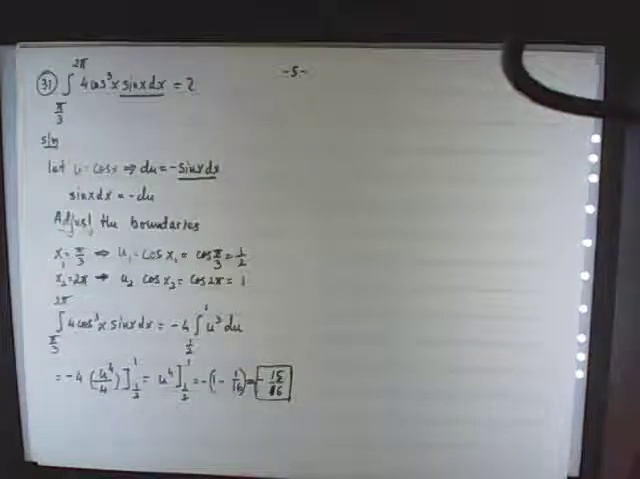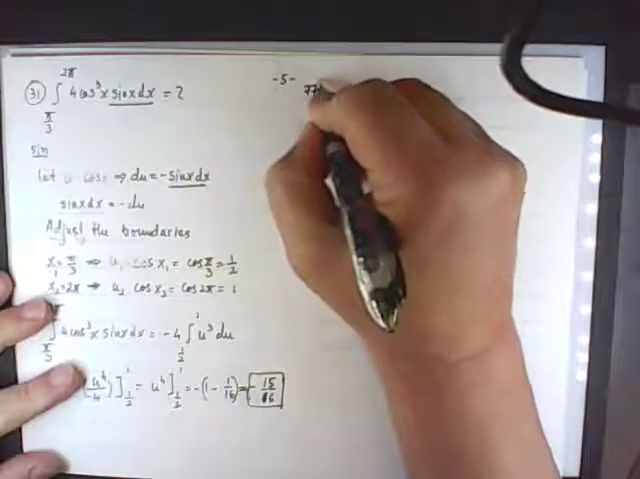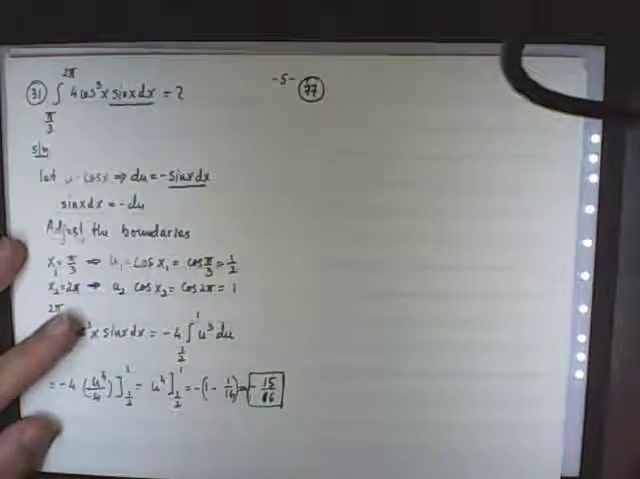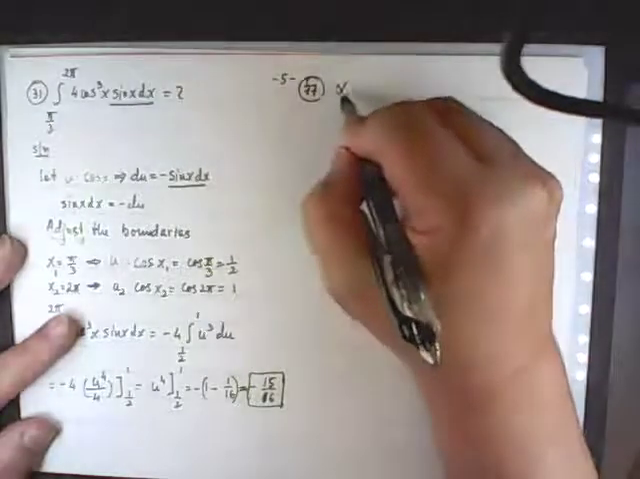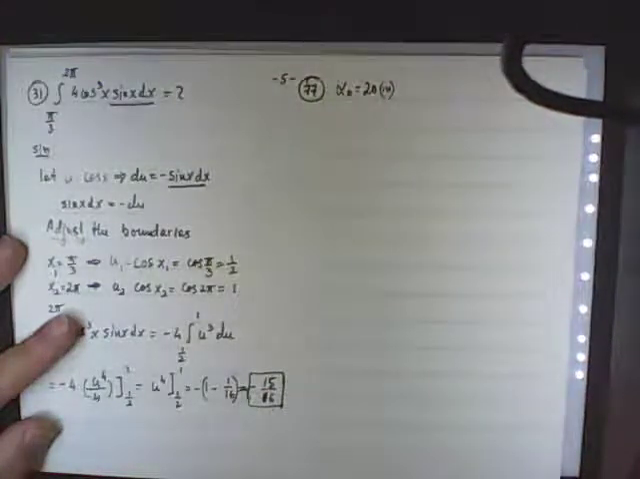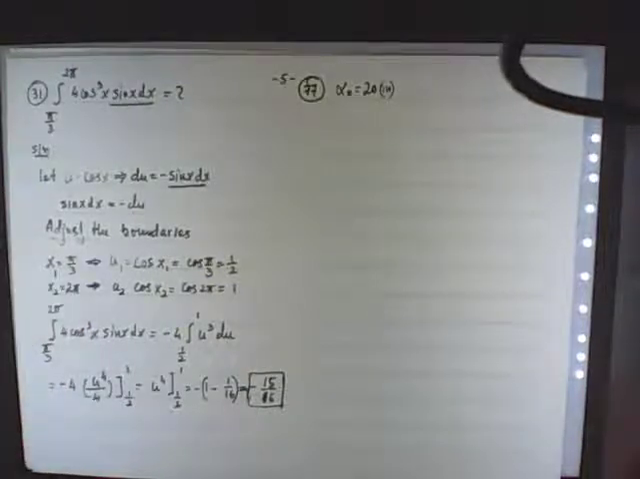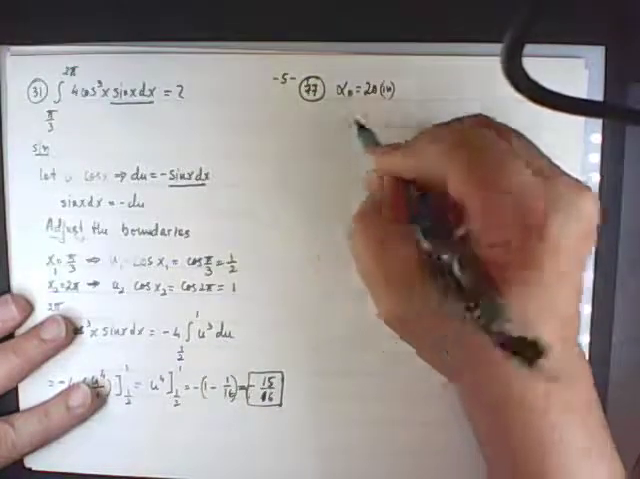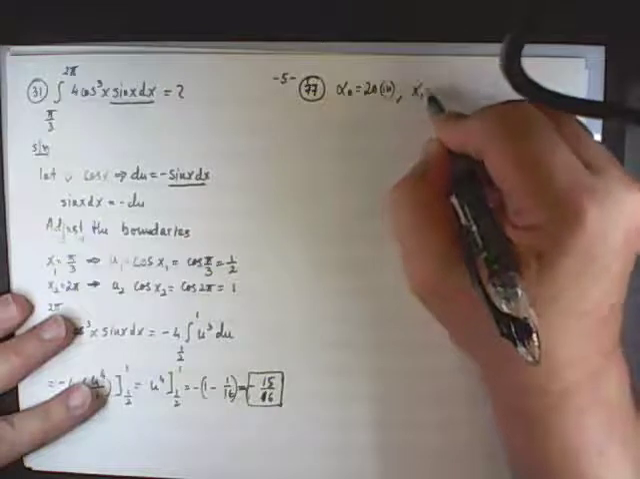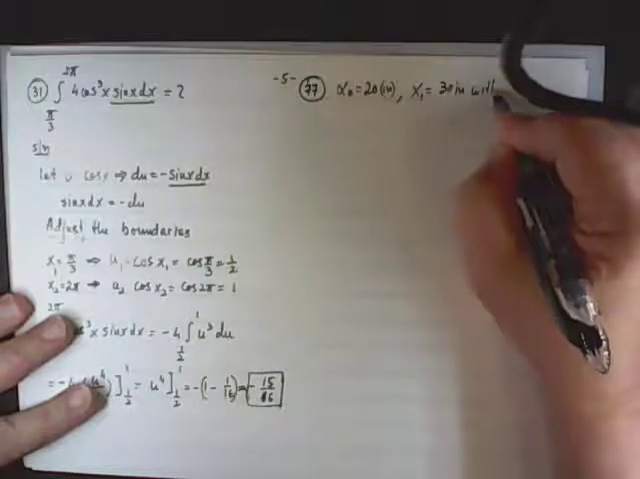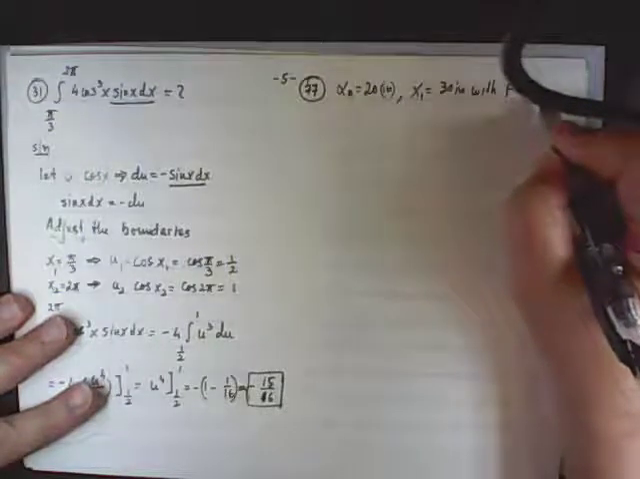A spring. Okay, about time to do a spring problem. A spring has a natural length of 20 inches, so x sub 0 equals 20 inches. And if we apply a 2,000 pound force, we stretch it to 30 inches, so x sub 1 is 30 inches with F equal to 2,000 pounds.